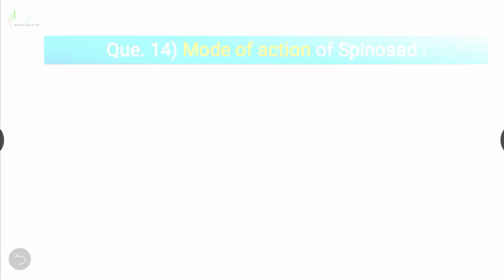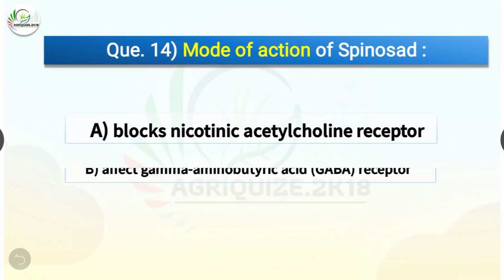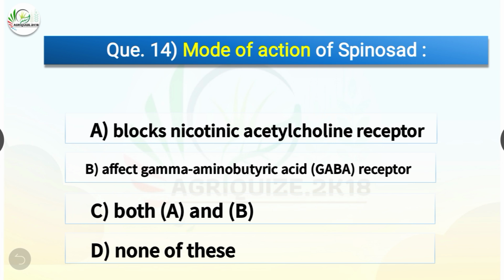Question number 14. Mode of action of spinosad is. The options are blocks nicotinic acetylcholine receptor, affects gamma aminobutyric acid receptor, both A and B, or none of these. The correct answer is option C, both A and B. So mode of action of spinosad is both: it blocks the nicotinic acetylcholine receptor, and it also affects the gamma aminobutyric acid receptor. So let's know more about spinosad.